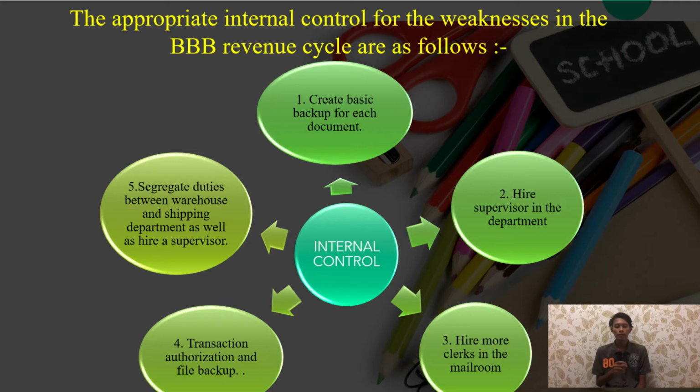And the final internal control for BBB's revenue cycle is to segregate duties between the warehouse and shipping department, as well as hire a supervisor, which refers to the final weakness in BBB's revenue cycle, which is that the warehouse and shipping are combined in Brilliant Bookstores Berhad. As both warehouse and shipping are used together, this will create more work and more burden for the workers, and they have to handle those two jobs, which will cause them to make more mistakes, and there will be a lot of errors occurring in the company.